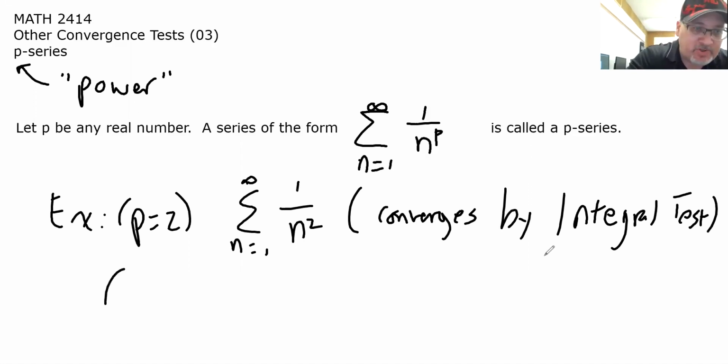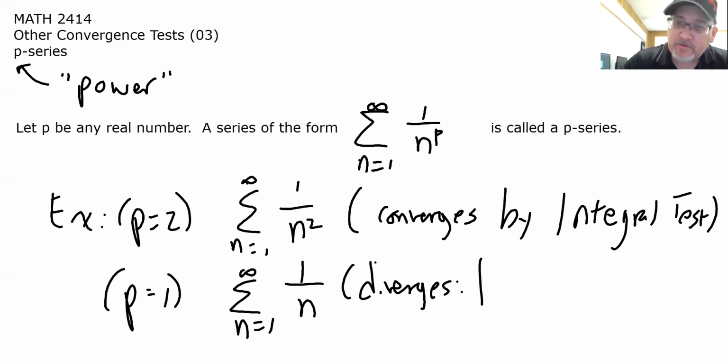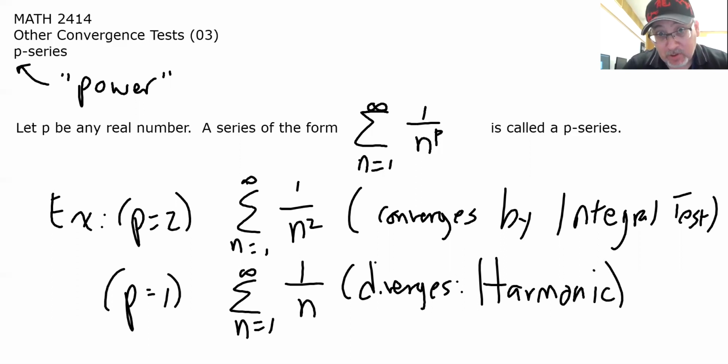But what if p was equal to 1? Then we would have the sum from n equals 1 to infinity of 1 over n to the first power, but why write the 1? We know that diverges because it's the harmonic series. Specifically, it's a harmonic series because if we take the reciprocal of its terms, we get an arithmetic sequence, or arithmetic series, depending on if you look at it as a sum or not.